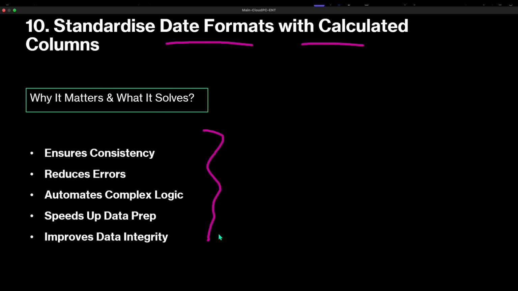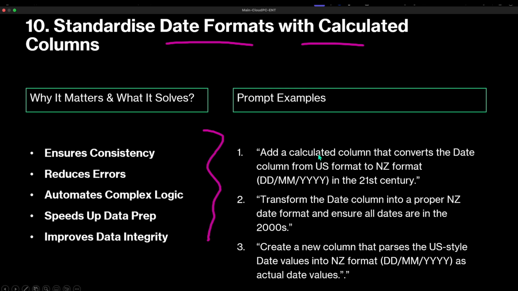In this example, we are going to look into a feature which can convert or standardize date format with calculated columns. This particular feature will allow you to convert US date format to New Zealand standard format, or it doesn't matter any particular format, whatever format you want it to convert. This eliminates misinterpretation of date across regions, especially for compliance and audit needs, and it can handle century assumptions and format conversions without any manual formulas. Let's go and try this in a data sheet and understand how it works.